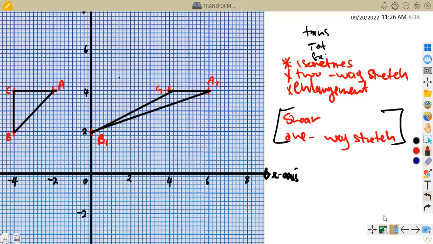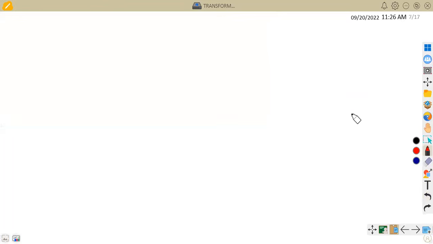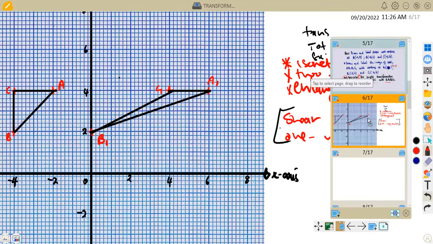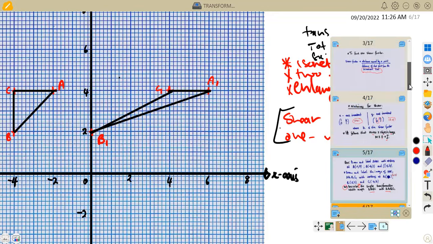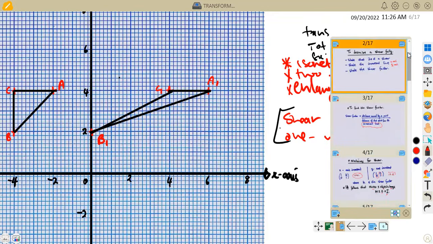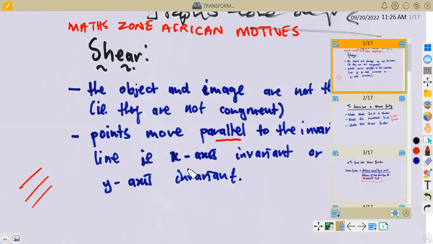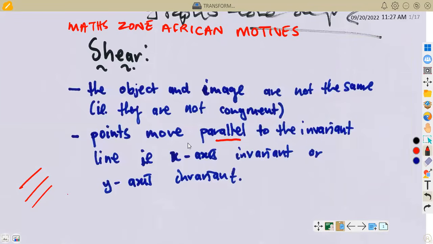For shear, the points are going to move parallel to the invariant line. I want you to see from the part that we did on the description of shear, we said that points move parallel to the invariant line. So this is what you need. You must find the invariant line, which is the x-axis or the y-axis. Then from there, you can tell whether it is a shear or a one-way stretch.